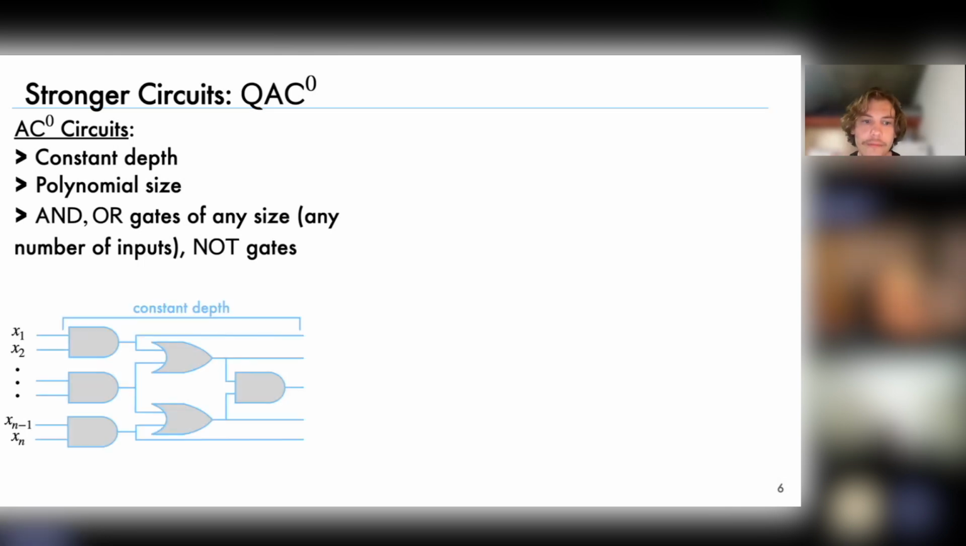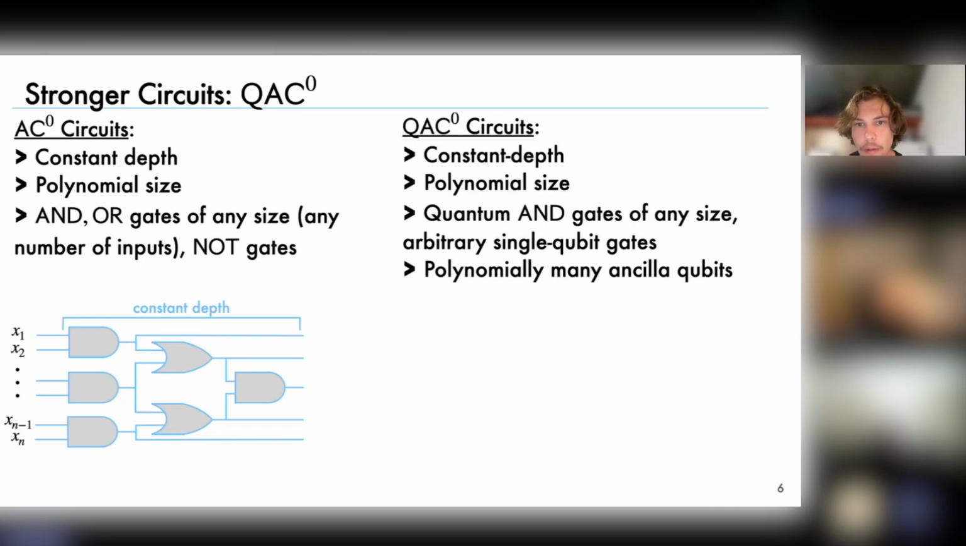So I've drawn some circuit here that has AND and OR gates and constant depth. Now QAC0 is a class that is meant to be something of a quantum analog of AC0. Again, these are going to be constant depth quantum circuits of polynomial size. But now they can consist of so-called quantum AND gates and arbitrary single qubit gates. And additionally, we allow for polynomially many ancilla qubits.